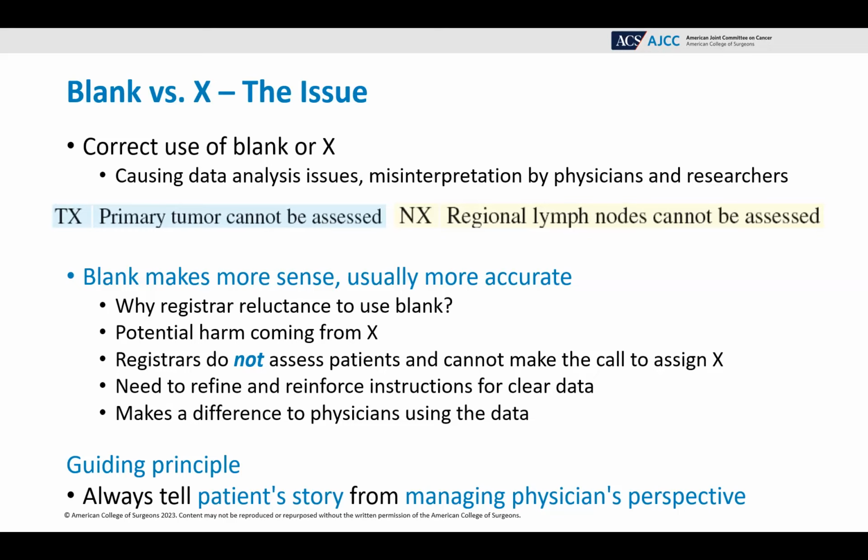We really need to refine and reinforce the instructions for clear data. And it makes a difference to the physicians who are using the data, and that's what's critically important. If it makes a difference when the physicians are trying to assess the data to improve patient care, we have to be accurate. The guiding principle: always tell the patient story from the managing physician's perspective. So that's the issue for blank versus X.